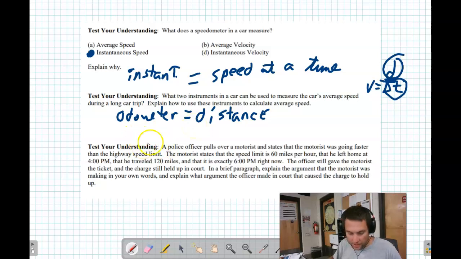And then, how are we going to measure time? Well, with a clock you would measure time.